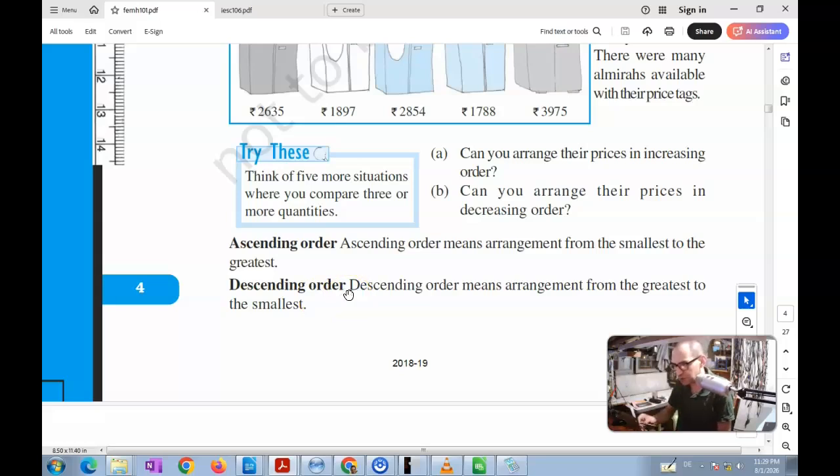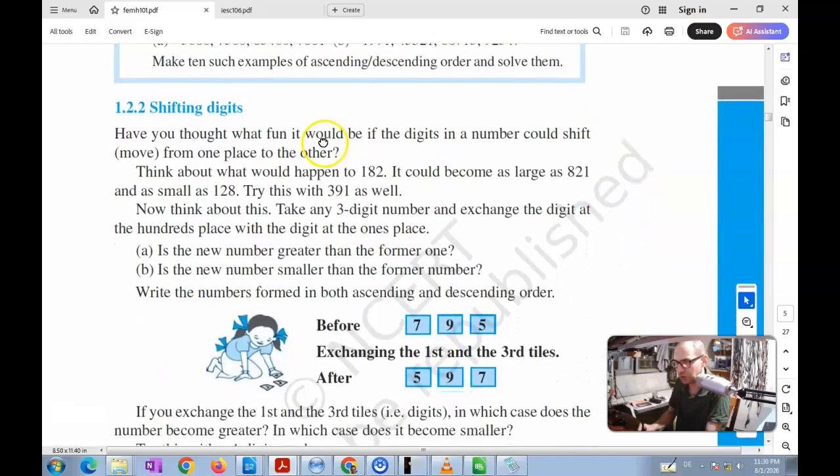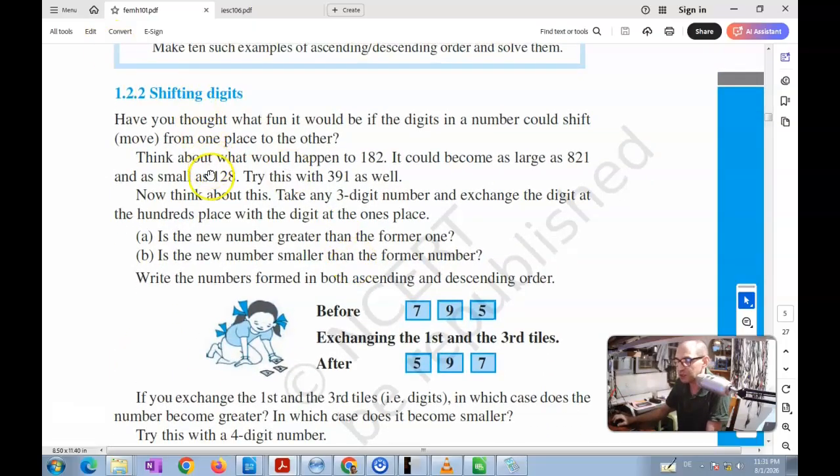This is of course going to be very useful wherever you go in mathematics, ordering your numbers in an ascending or descending order. It's going to have a whole lot of applications in, I would say, every part of mathematics. So these are the things that we need to know in order to do other useful things in mathematics. Okay, so I will see you in the next video on shifting digits. Thank you.